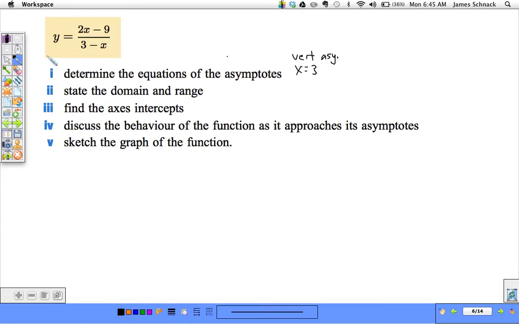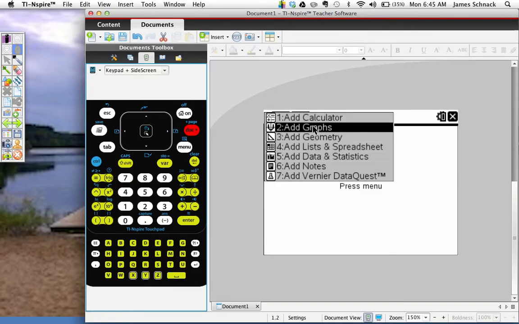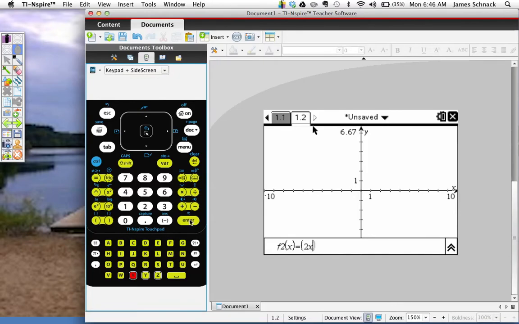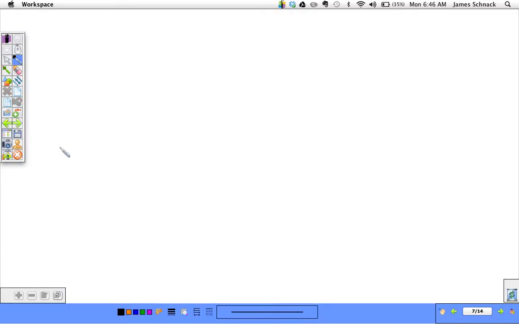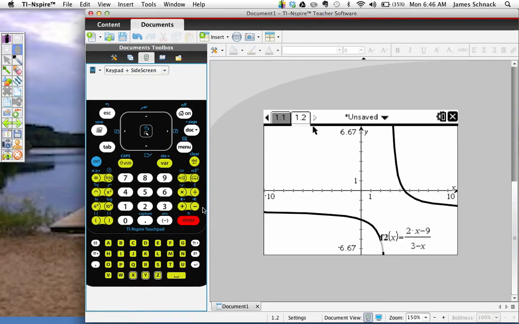Now for the horizontal asymptote, we're going to go right to our calculator. 2x minus 9. I'm going to add a fresh page. Parentheses 2x minus 9 divided by 3 minus x. And once again, I forgot my parentheses. There we go.